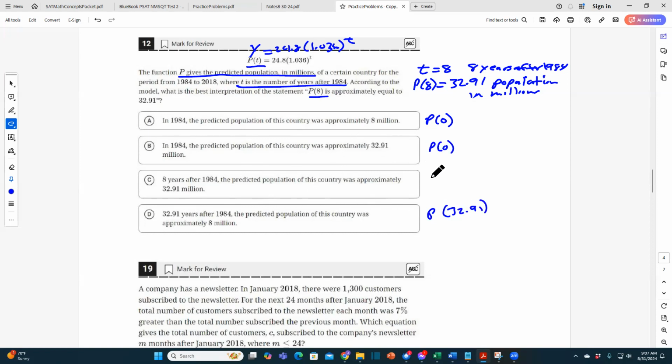C says 8 years after 1984, so P of 8, was approximately 32.9 million, so that's the correct one. T of 8, and then the output of the function, 32.9, represents millions. So C is the correct one there.